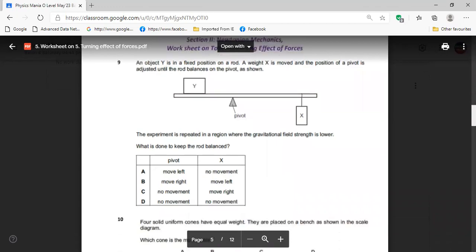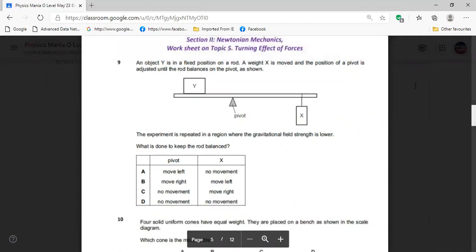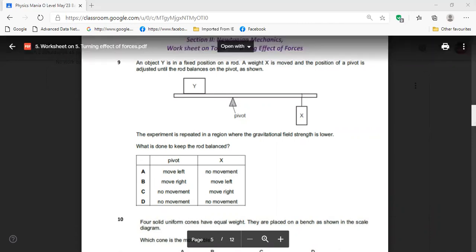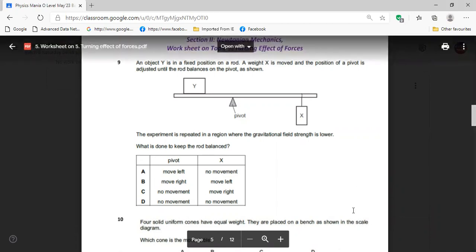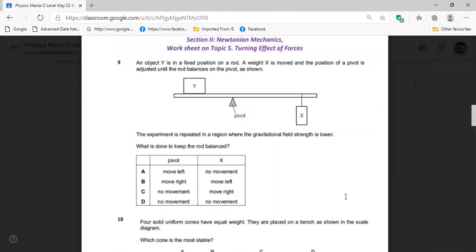Now 9. An object Y is in a fixed position on a rod. A weight X is moved and its position is adjusted until the rod balances on the pivot as shown. The experiment is repeated in a region where the gravitational field strength is lower. What is done to keep the rod balanced?